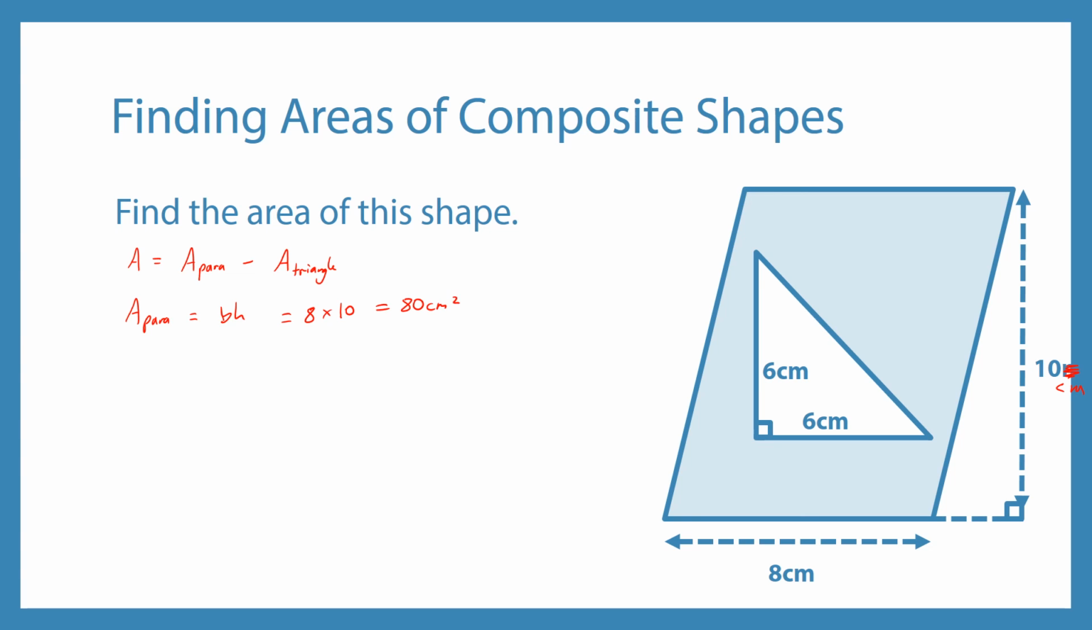The area of our triangle is going to be half base times height, so it's going to be half of 6 times 6, which is going to be 18 square centimeters. Now our total area is the area of our parallelogram minus the area of our triangle. So we're going to end up with a final area of 62 centimeters squared.